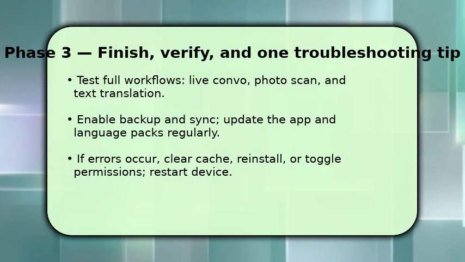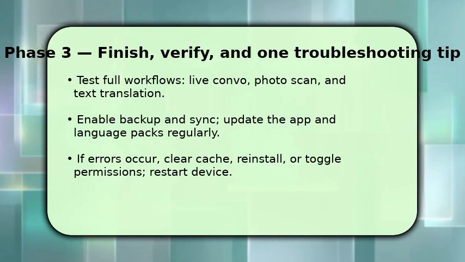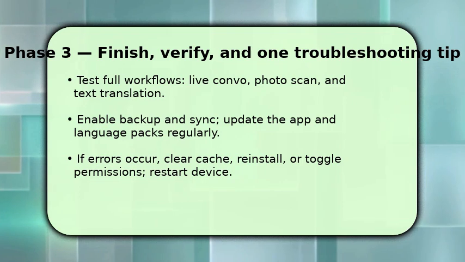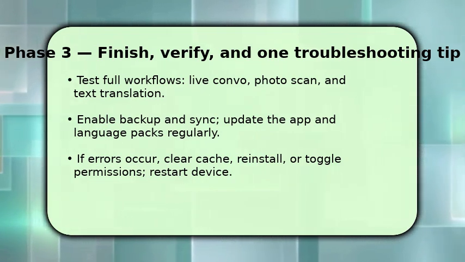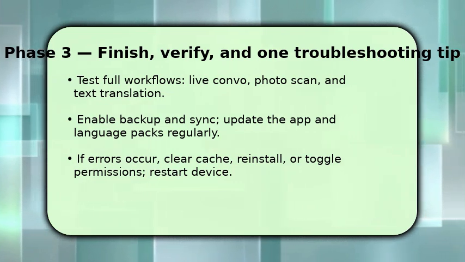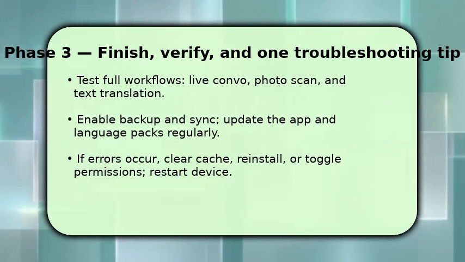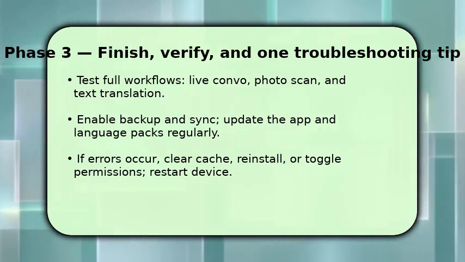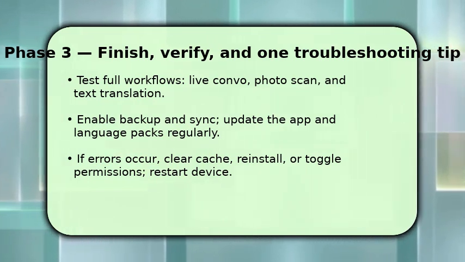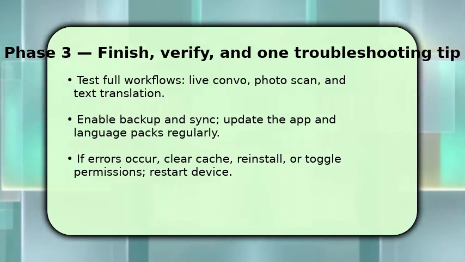Finish by validating complete workflows and preparing for problems that might arise. Run a live conversation, translate a photograph menu, and paste a paragraph to ensure consistency across modes. Once done, enable cloud backup and automatic updates so language packs stay current, and link your account to multiple devices if needed. If you encounter misrecognition or crashes, clear the app cache, toggle permissions, or reinstall. And as a key troubleshooting tip, restart your device before deeper fixes. It often resolves transient audio or permission faults.